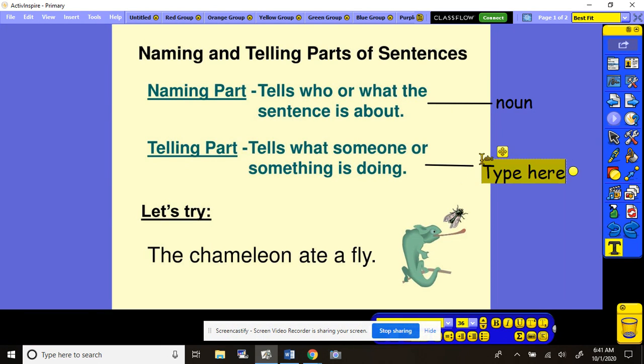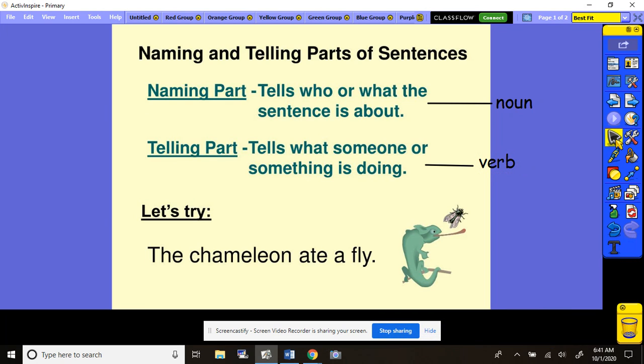And remember, we know that the word for an action word, for something you can do, is a verb. So your naming part is going to have a noun: person, place, thing, or animal. And then your telling part is going to have a verb, something that can be done, an action word. So let's try it with this sentence that matches this picture. It says, the chameleon ate a fly.